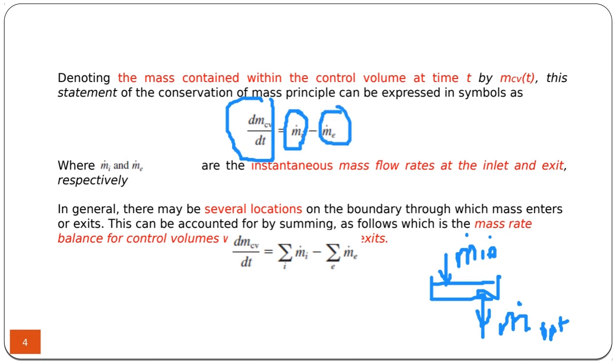If there are more than one inlet and more than one exit, you can write the net change within the control volume as the total incoming mass flow rates into the control volume minus the total exiting mass flow rates from the control volume.